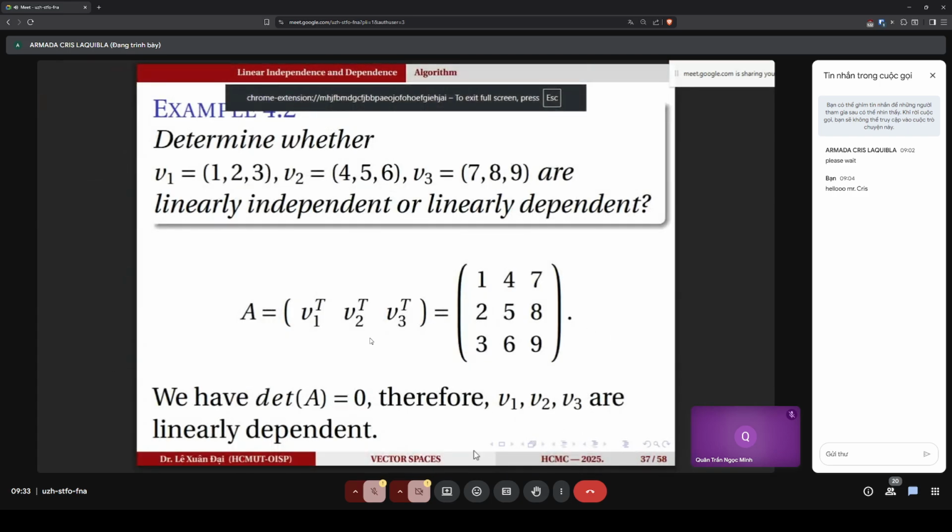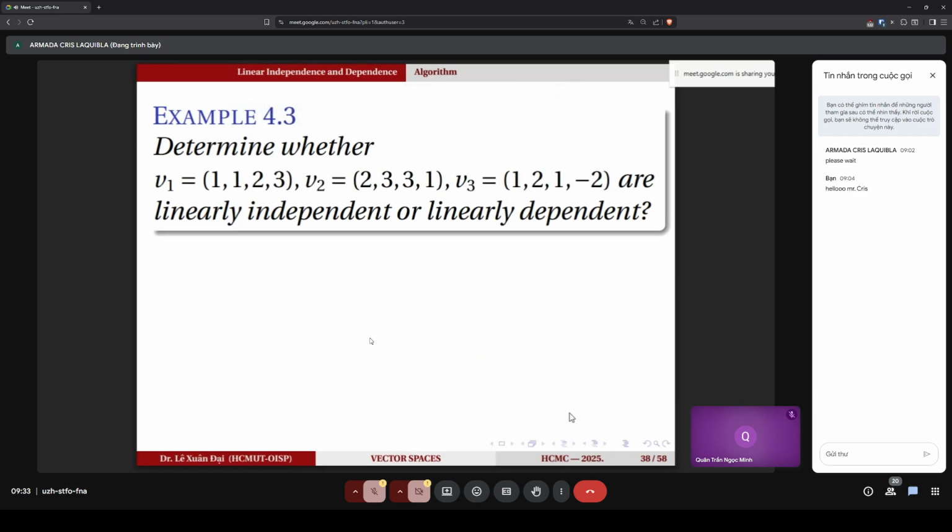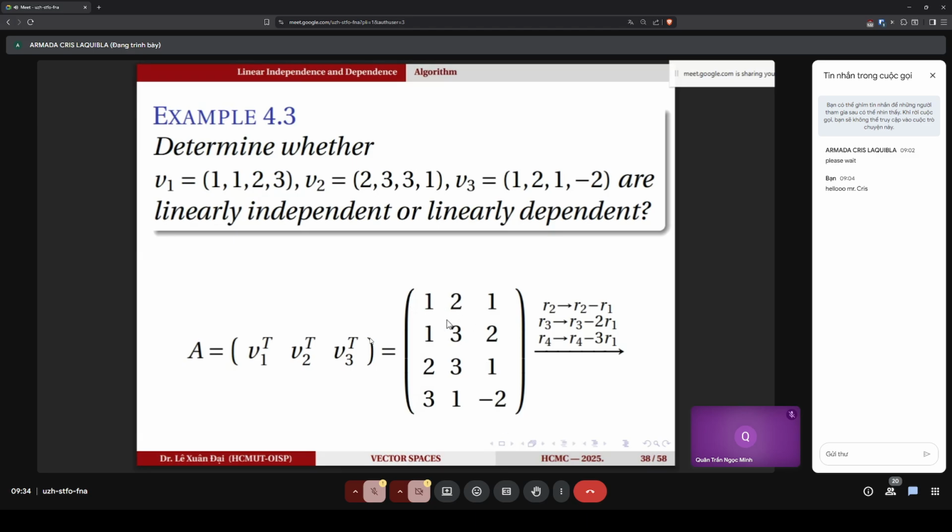Okay, next we have that 0. Next, how about this? Now this is a 4 by 3 matrix, so we cannot use the determinant anymore. What we are going to do is get the rank here. We will perform the elementary row operations because we have to make the zeros here, the 1, 2, 3.